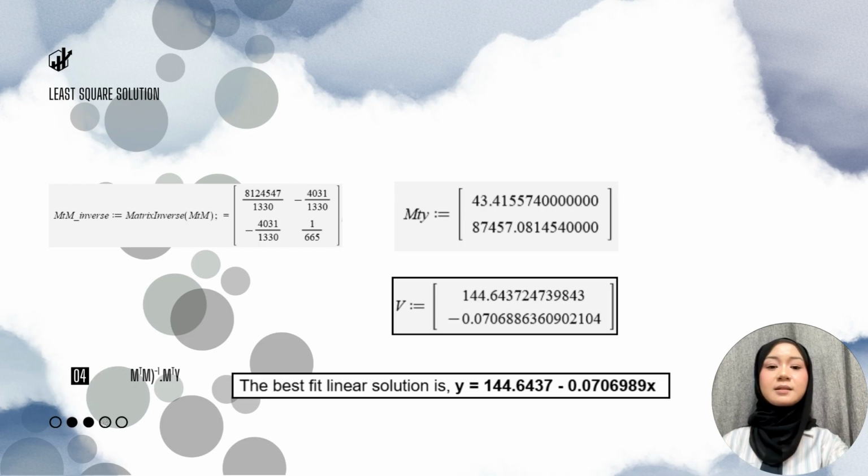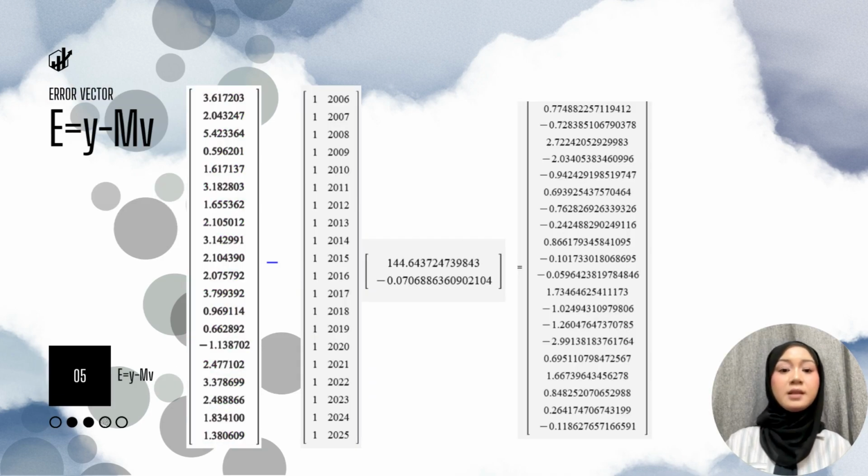Next, in this slide, the error vector is determined using the difference between the observed values and the predicted values from the linear model. It is defined as E equals Y minus MV, where Y represents the observed data and MV represents the values generated by the model. The residuals obtained from this calculation represent the gap between the actual inflation rates and the predicted inflation rates for each year. A positive residual means the actual value is higher than the predicted value, while a negative residual means the predicted value is higher than the actual value.